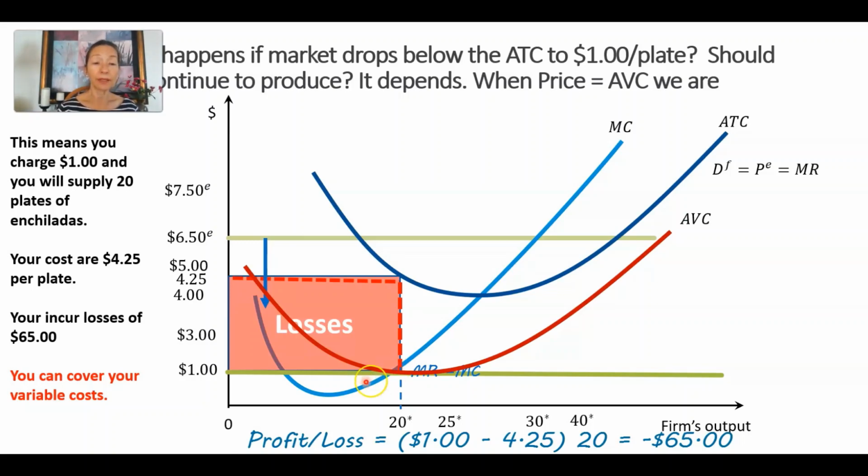So at this point, you are incurring losses. You are incurring losses to the tune of, let's see, the price is $1, and it's costing you $4.25 per plate to produce. So you are losing $3.25 a plate. Times 20, that's going to give you $65 worth of losses. So should you continue to produce?